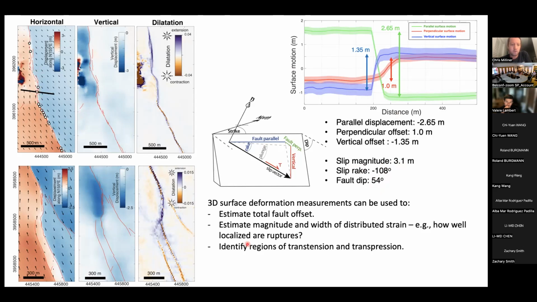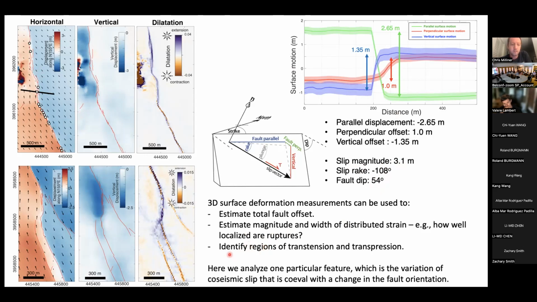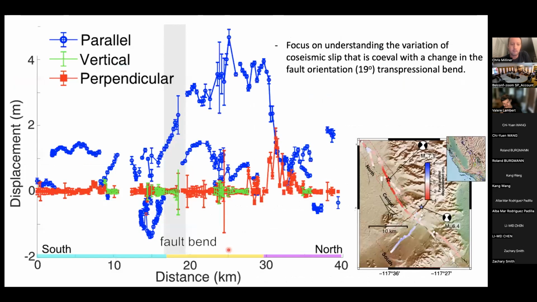And so, there's a few things we can do with these deformation maps. You can do the fault offset and the magnitude and width of distributed strain, or, for regions of transtension and transpression. But one of the things I want to focus on in this talk is the variation of slip on the rupture associated with a pretty prominent fault bend. So here's the slip distribution for the Ridgecrest earthquake mainshock along here. So this is south to north.